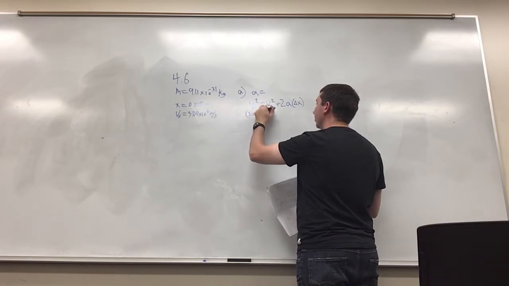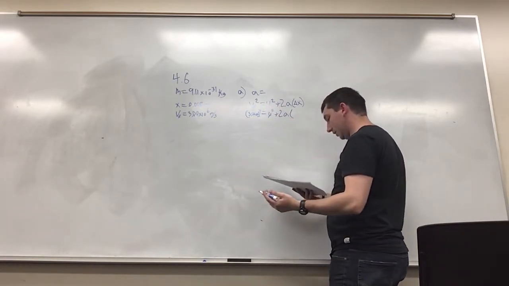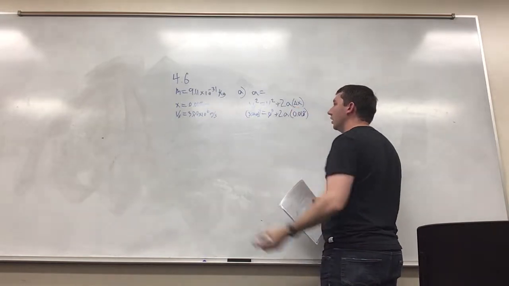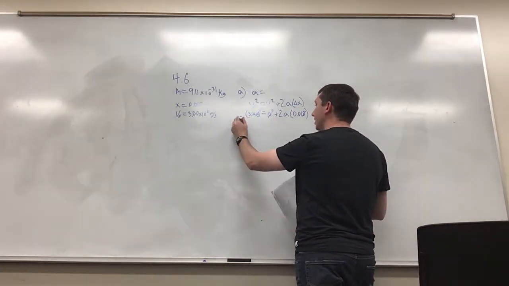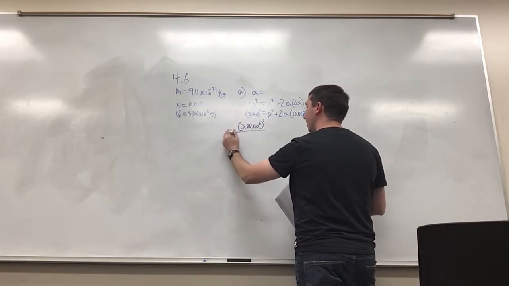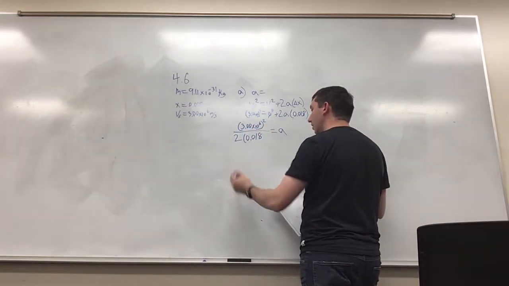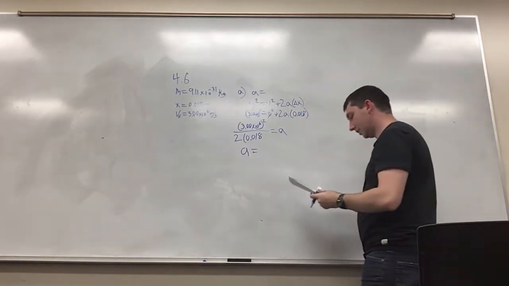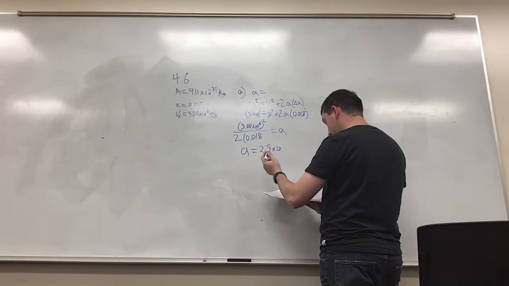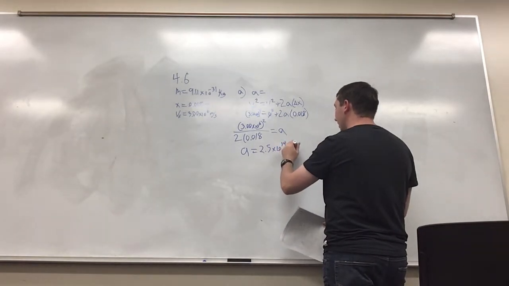This term is 0 squared, so that just goes away, plus 2 times a, what we're looking for, times the change in distance, which is 0.018. And then it's just solving. So you then get 3.00 times 10 to the 6th squared divided by 2 times 0.018 equal to your acceleration. So your acceleration, when you do the math, comes out to 2.5 times 10 to the 14 meters per second squared.